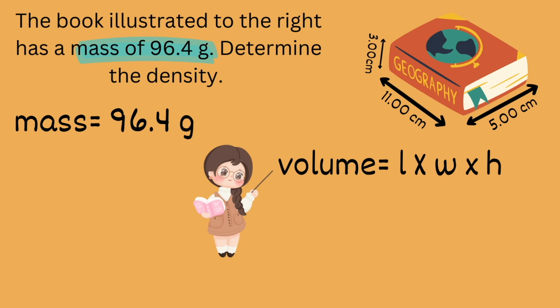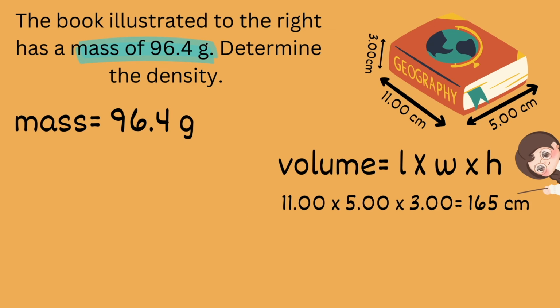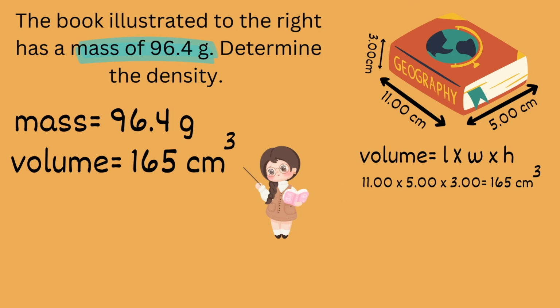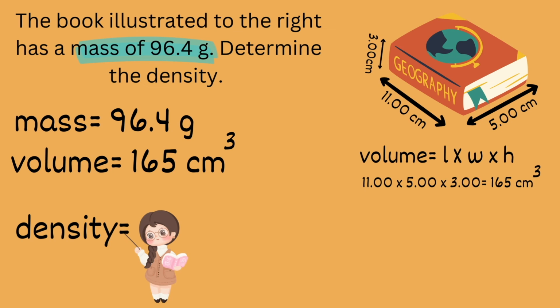Remember, volume equals length times width times height. And as a side note, it does not matter the order you calculate the numbers in. The answer will always come out the same. So we plug in our numbers of length, width, and height and multiply them, and we get 163 centimeters. And let's not forget to cube this because we are multiplying centimeter times centimeter times centimeter. So 163 cubic centimeters. Okay, now that we have our mass and volume, we can finally calculate our density.